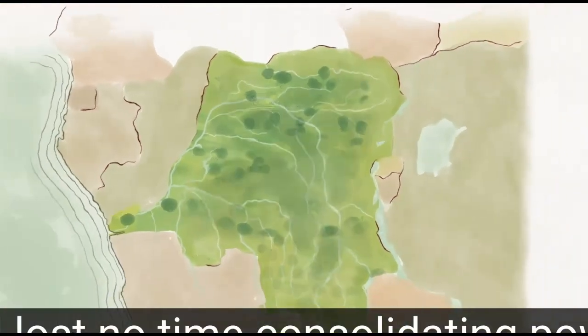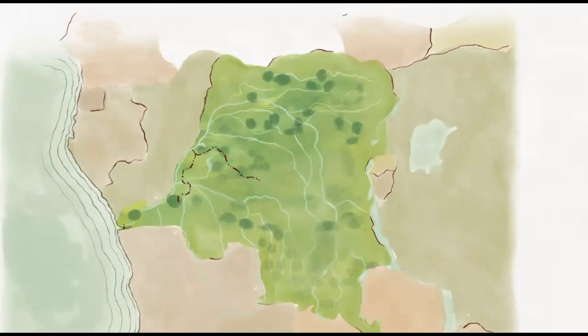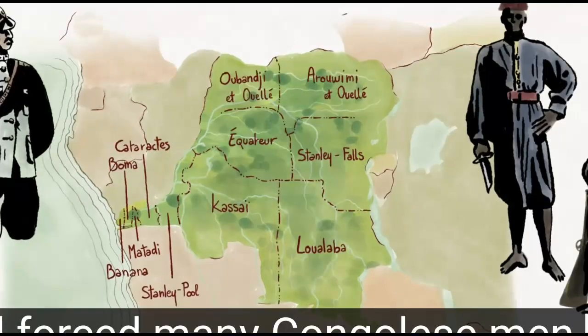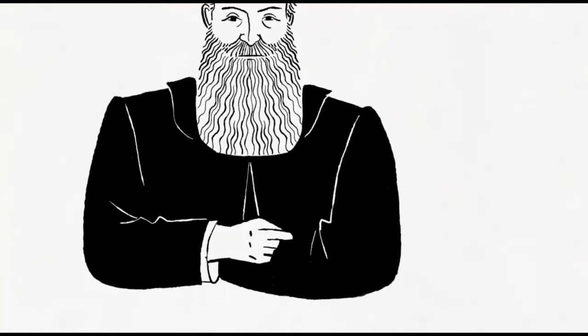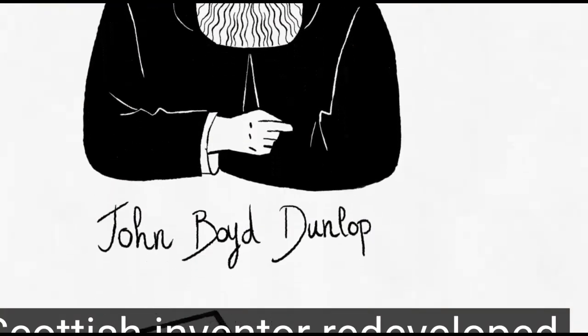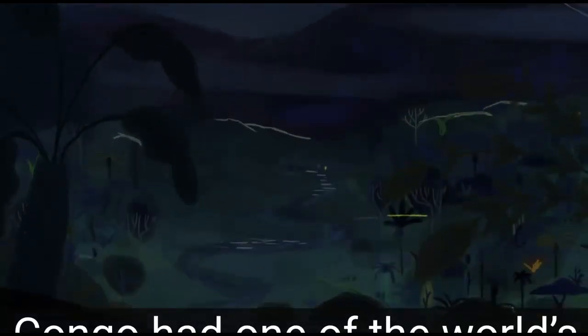Leopold lost no time consolidating power in what he called the Congo Free State. He claimed land, raised an army, and forced many Congolese men to complete unpaid labor. Things got even worse when, in 1887, a Scottish inventor redeveloped the pneumatic tire, creating a massive international market for rubber. The Congo had one of the world's largest supplies.